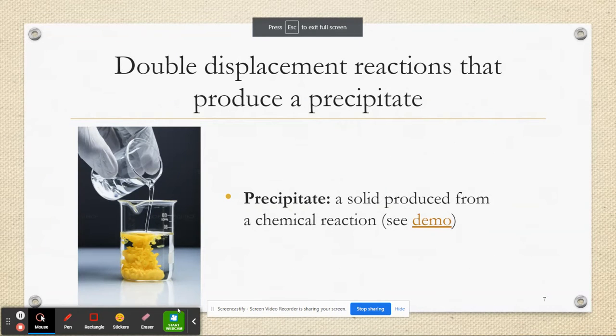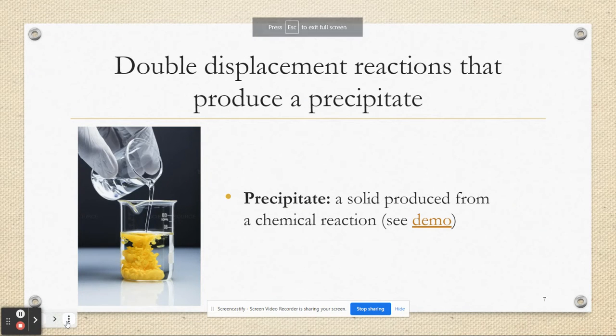In this video, we're going to take a look at double displacement reactions that produce a precipitate rather than producing a gas. So remember, a precipitate is a solid that's produced by a chemical reaction. So here we can see two solutions. This is a solution over here and a solution over here. And when you mix them together, you see this cloudy yellow substance that forms. This is actually a solid that forms.